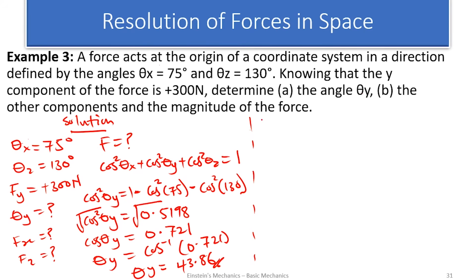The other component can be found. Remember, f of x can be found by f cos theta x. But here's the case: I don't know the magnitude of the force F. But now I know the Fy. I also know the angle. So I can get Fy, F cos theta y. I can get my F from here. Are we good? Okay, so my F from here will be Fy, which is 300 on cos theta y.